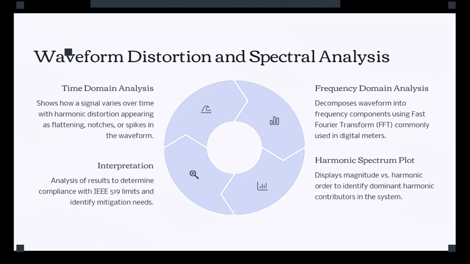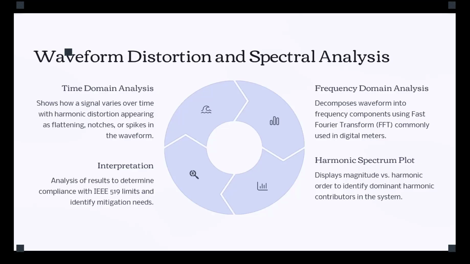Now, let's talk about harmonic distortion and spectral analysis. Time domain analysis basically shows how the voltage or current changes over time. So the distortion appears as wave shape irregularities, like flattening or notches or spikes. This means when you look at the signal on, for example, an oscilloscope or a graph, a clean sinusoidal waveform looks smooth. But when we have harmonic distortion, it makes the signal look jagged or uneven or chopped in certain places.